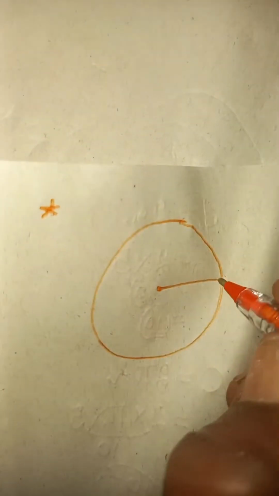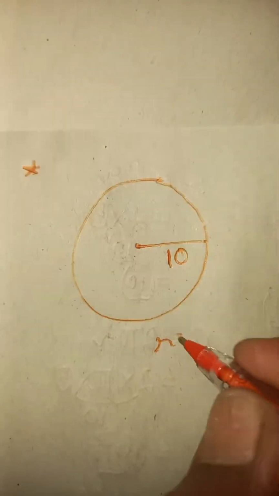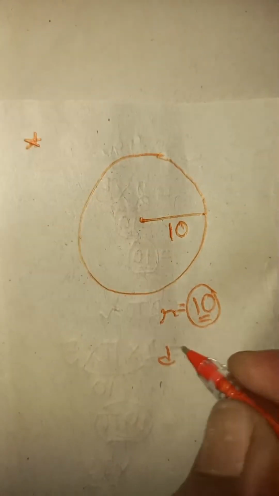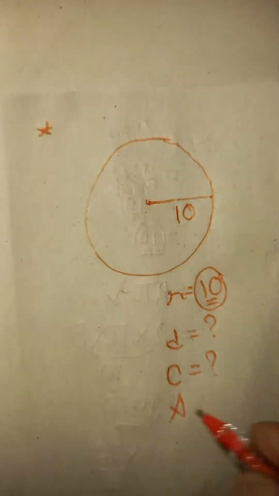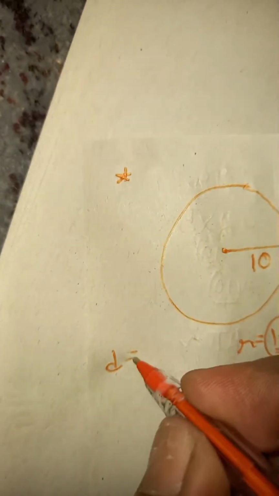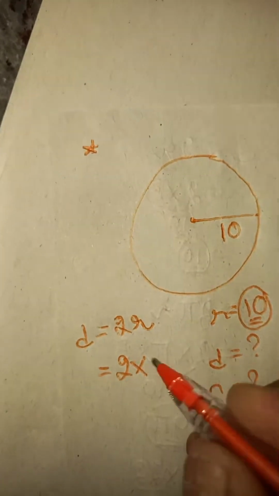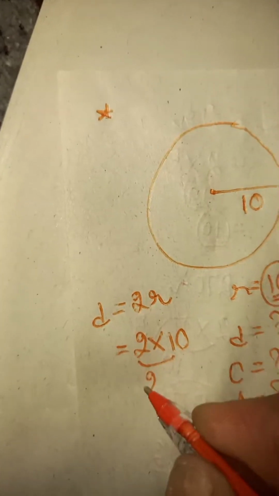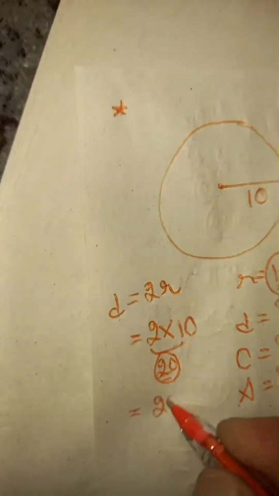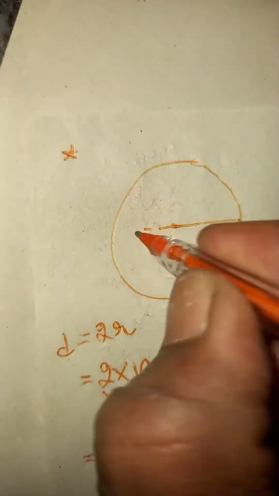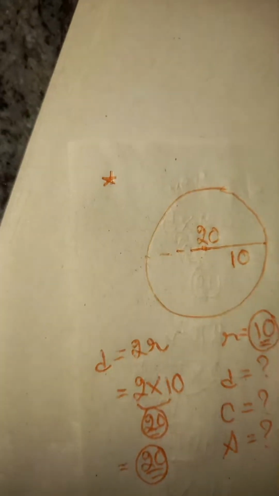Let's take one more circle. In this complete circle, they are giving the radius as 10 units. Now you need to find the diameter, circumference, and area of the circle. We can find the diameter as 2 times the radius, that is 2 times 10 units, and 2 times 10 is 20 units. So 20 units is the diameter of this circle.